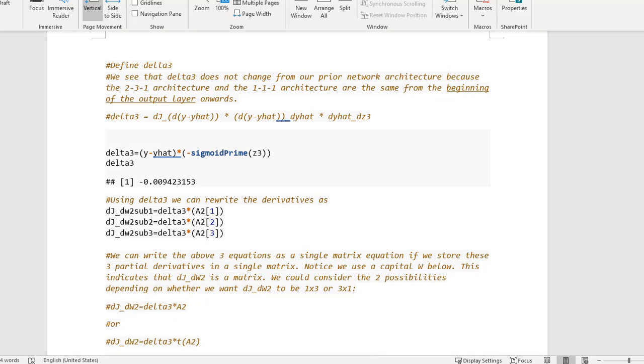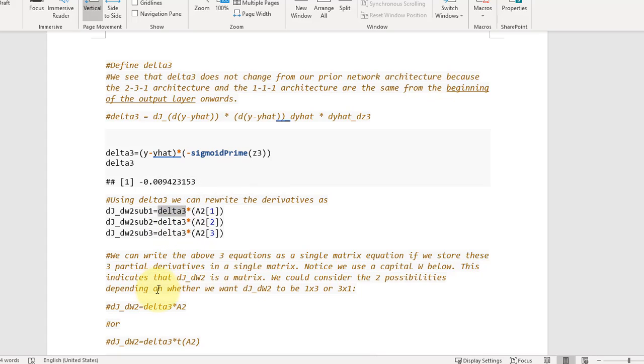But we could just do A2 times this. Now, remember, this is a scalar, actually, right? Isn't delta 3 a scalar? You can see it's actually a scalar right here. You should also just recognize from this calculation that it's going to be a scalar. There are no matrices in here, so it's just going to be a scalar, and it is a scalar. So we're taking the scalar delta 3 times this.